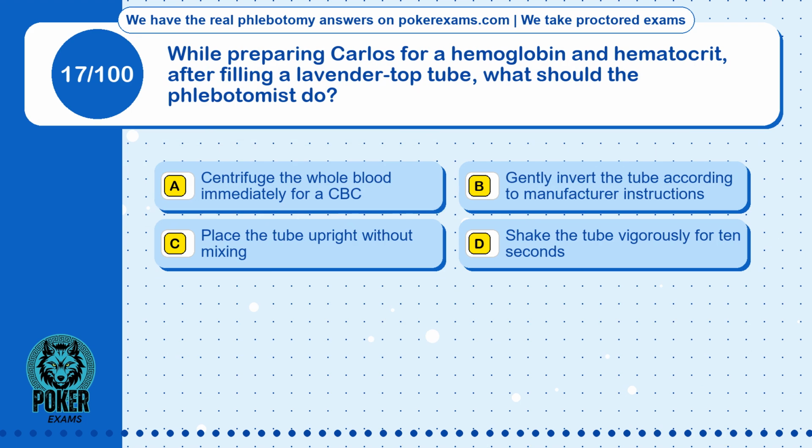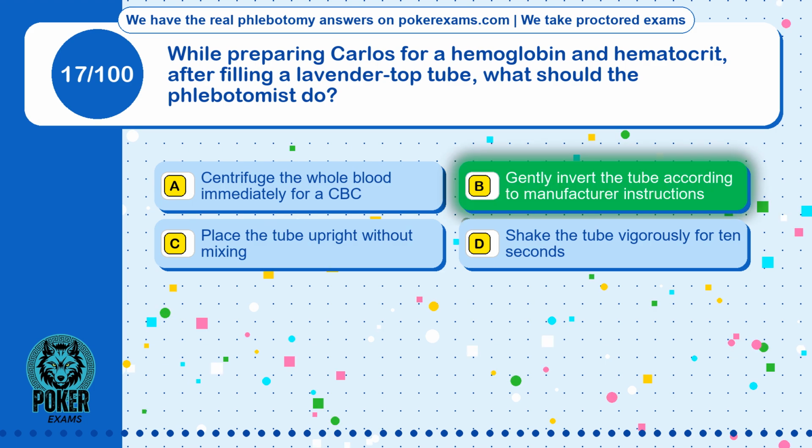Question 17. While preparing Carlos for a hemoglobin and hematocrit, after filling a lavender top tube, what should the phlebotomist do? Option A, centrifuge the whole blood immediately for a CBC. Option B, gently invert the tube according to manufacturer instructions. Option C, place the tube upright without mixing. Option D, shake the tube vigorously for 10 seconds.